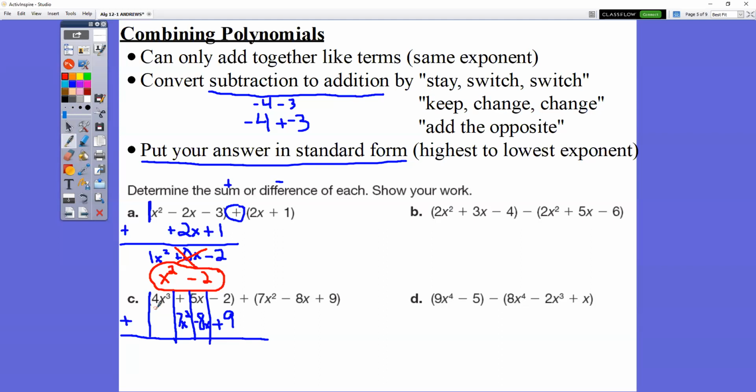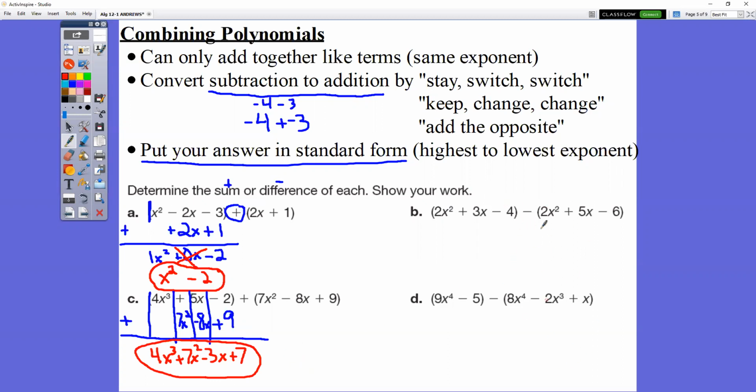All right. So when I go to do my answer, I want to add going straight down. 4x to the third plus nothing is 4x to the third. I have nothing plus 7x squared. 5x plus -8x is -3x. When I write it, I'm going to write -3x. Then I have -2 plus 9. -2 plus 9 is a +7. So I'm going to write +7. That is my final answer. And notice that my answer is in standard form already. I have my biggest exponent first: 3, 2, 1, 0.